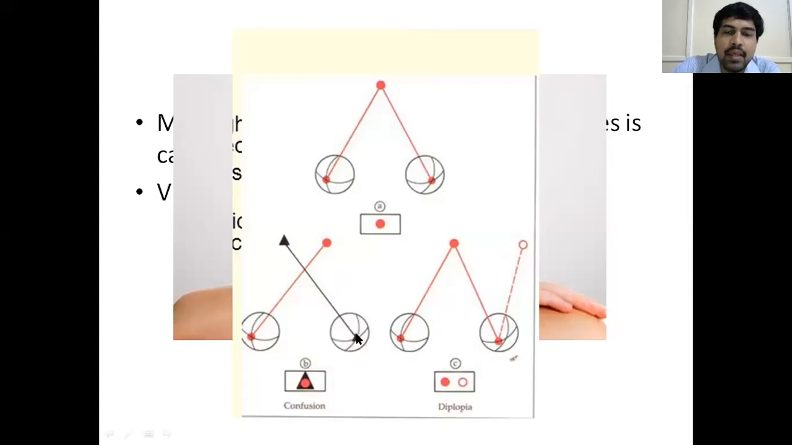gets suppressed. Yesterday I told you what is suppression, abnormal retinal correspondence, and all these things. So when this kind of confusion arises, the brain automatically suppresses the image from one of the eyes, so that there is no confusion. So this type of confusion is usually a theoretical phenomenon written in textbooks, but practically it is very rarely seen. Next, now coming to the strabismus proper.